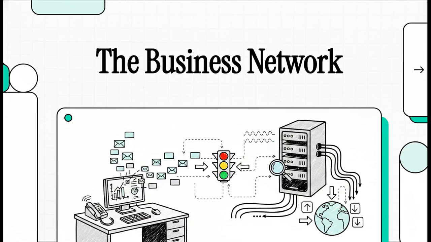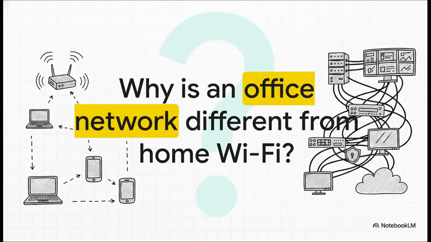Well, welcome to this explainer. Today, we're demystifying the whole business network. We're going to trace the absolutely fascinating journey of data, starting from a single employee's desk, going all the way out to the global internet, and, best of all, we'll figure out how to troubleshoot the whole thing like a pro. To kick things off, I want you to really ask yourself, why is your office network fundamentally different from your standard home Wi-Fi setup?